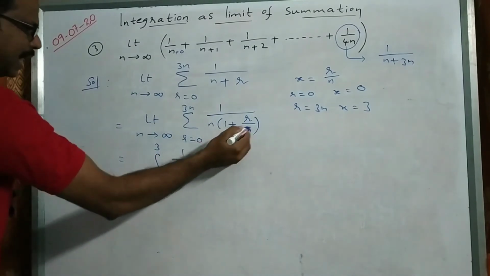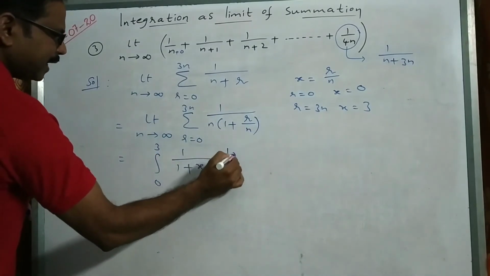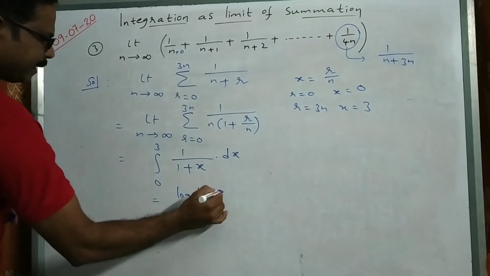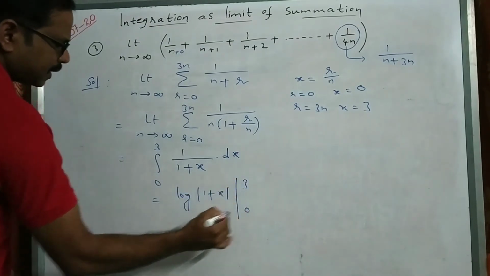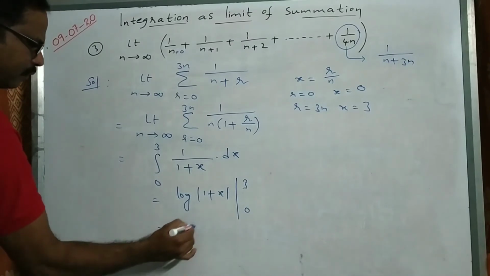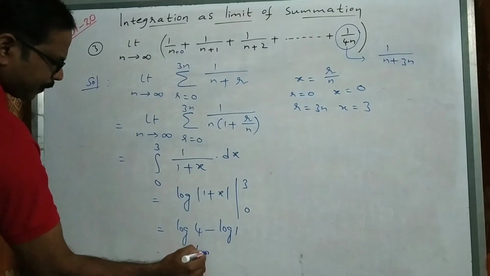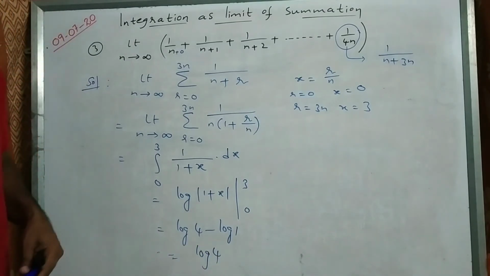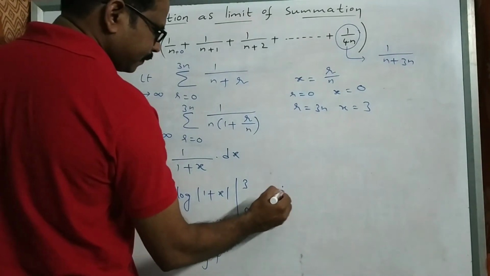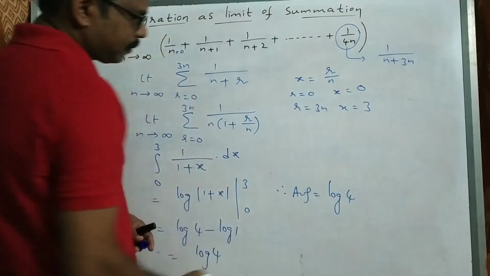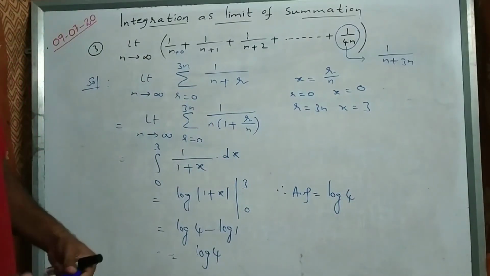So 1 plus r by n is x. 1 by n is dx. So log mod 1 plus x. Limits are 3, 0. So log 4 minus log 1. So that will be log 4. So what is the answer? Therefore answer is log 4. Clear?